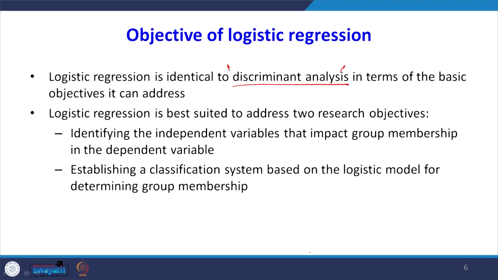So, logistic regression is identical to discriminant analysis in terms of the basic objective it can address. Still, we go for logistic regression. If there are two categories, we can go for discriminant analysis also, but we prefer logistic regression because it is best suited to address two research objectives. One is identifying the independent variables that impact group membership in the dependent variable. Another is establishing a classification system based on the logistic model for determining group membership.